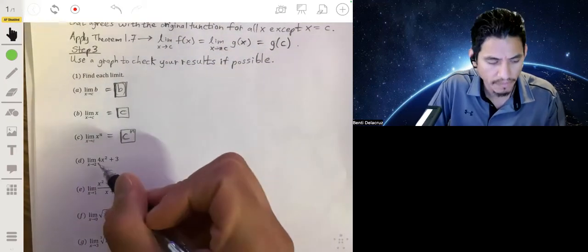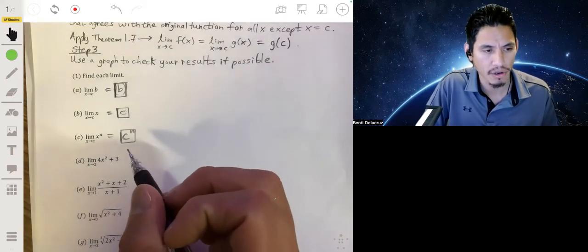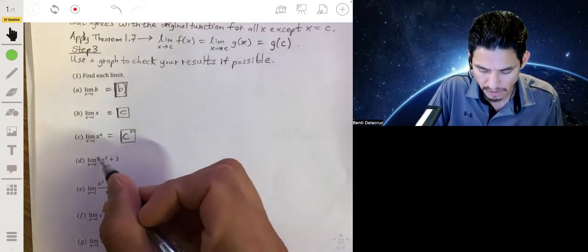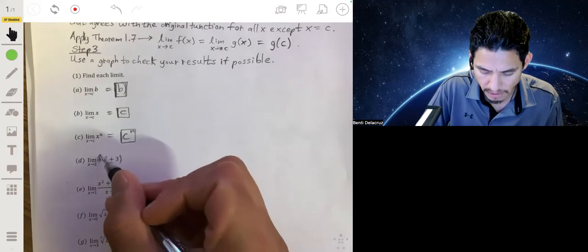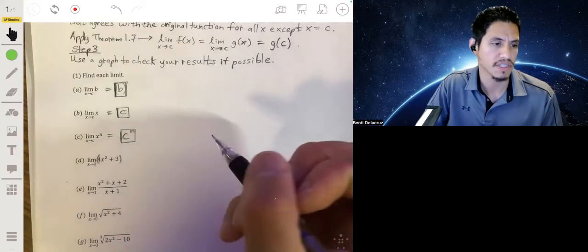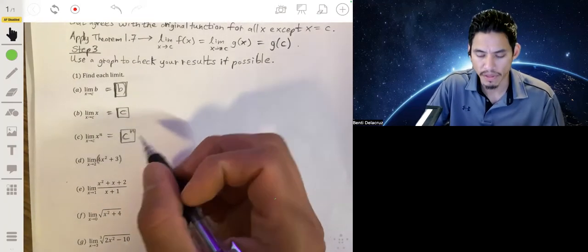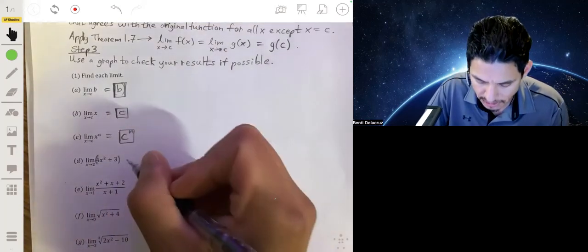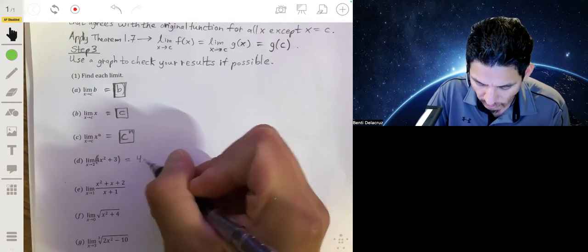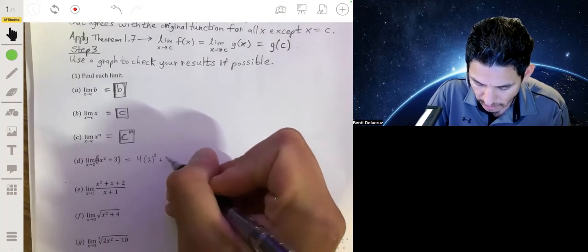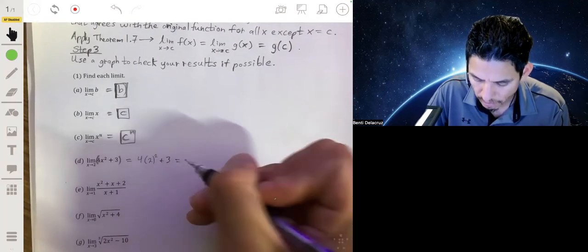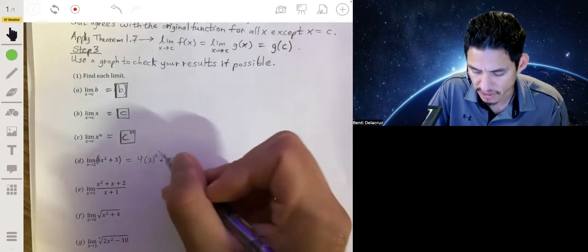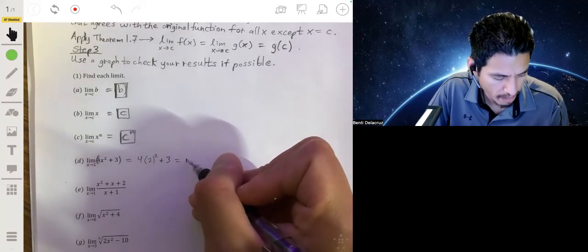Okay, now problem D, this is an example of a polynomial. Remember, this 4x squared plus 3 is a polynomial, and this is just going to be the polynomial evaluated at x equals 2. So we just plug in 2 for x. So this will be just 4 times 2 squared plus 3. And so we'll get 4 times 4, 16, plus 3, and we'll get 19.